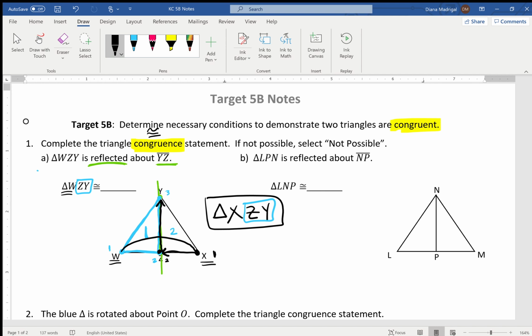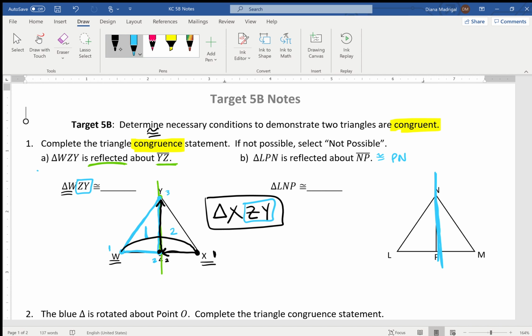All right, 1B says triangle LNP is being reflected with the line NP. So they're using NP to reflect. Don't forget that when we name a line, you could go from NP or PN. You can name them the same way. It's the same thing, you're using both points to form the line. So that's the line we're going to use to reflect the triangles.